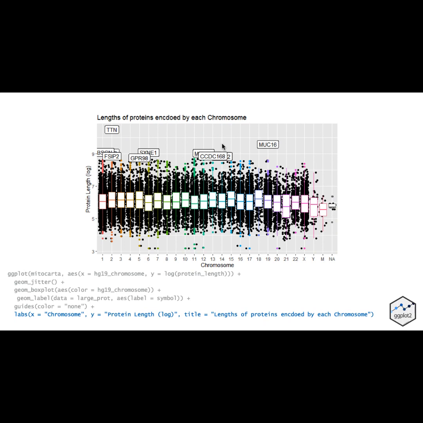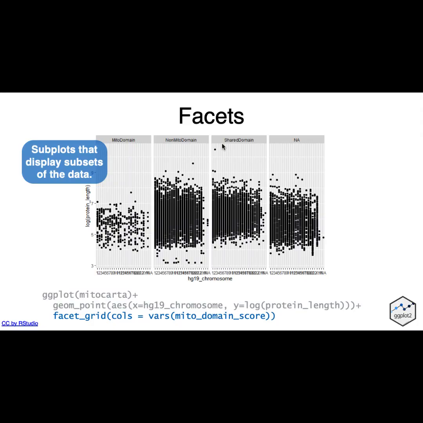So we have graphs. You now have the capability to make graphs out of your data set. But let's talk about some of the different things ggplot can do from there. So we're going to start with facets. And facets are a way to subplot or display subsets of your data next to each other.